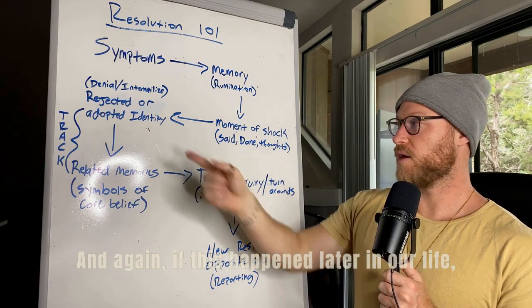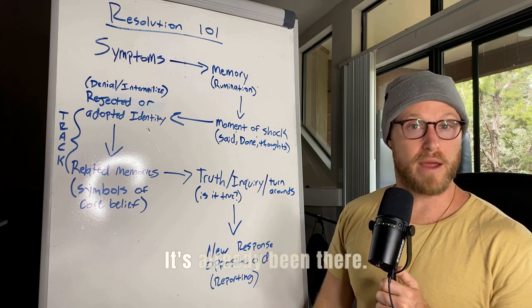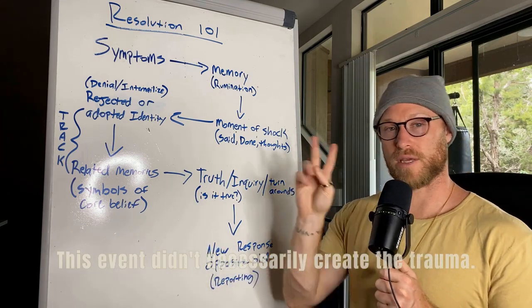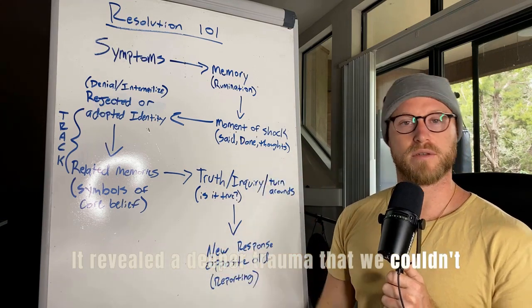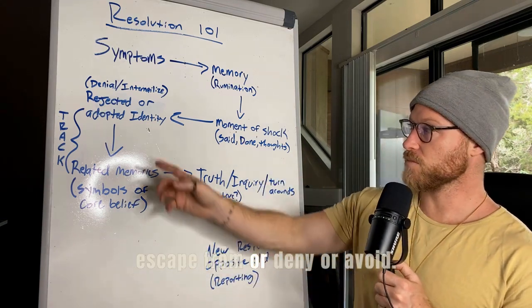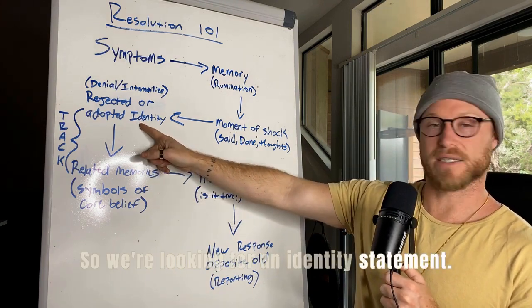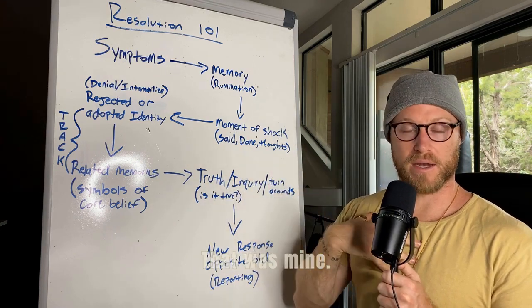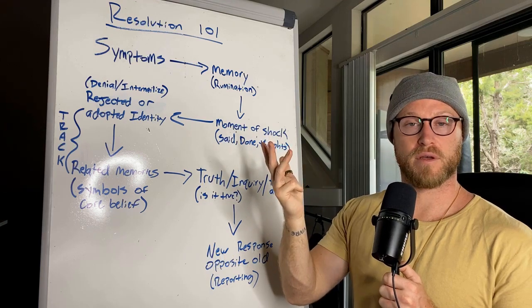And again, if this happened later in our life, most likely it's being revealed. It's already there. It's already been there. This event didn't necessarily create the trauma. It revealed a deeper trauma that we couldn't escape from or deny or avoid. So we're looking for an identity statement. This is, I'm not trustworthy. I'm bad. That was mine. I'm not trustworthy. I'm bad. I'm wrong. I'm not enough.